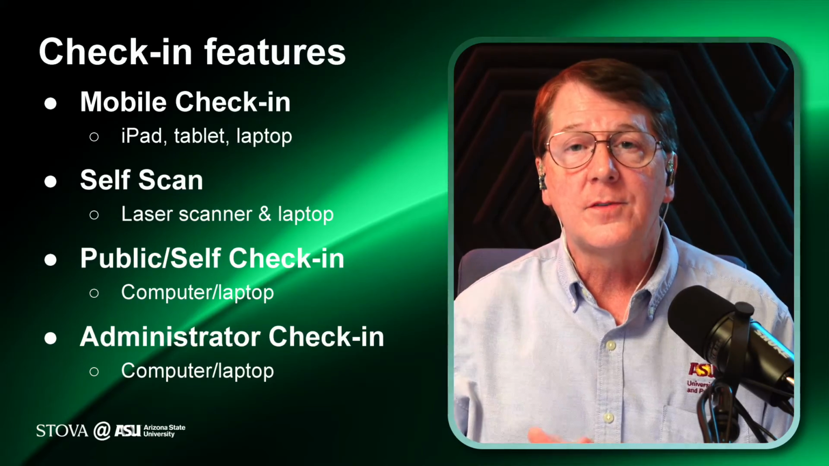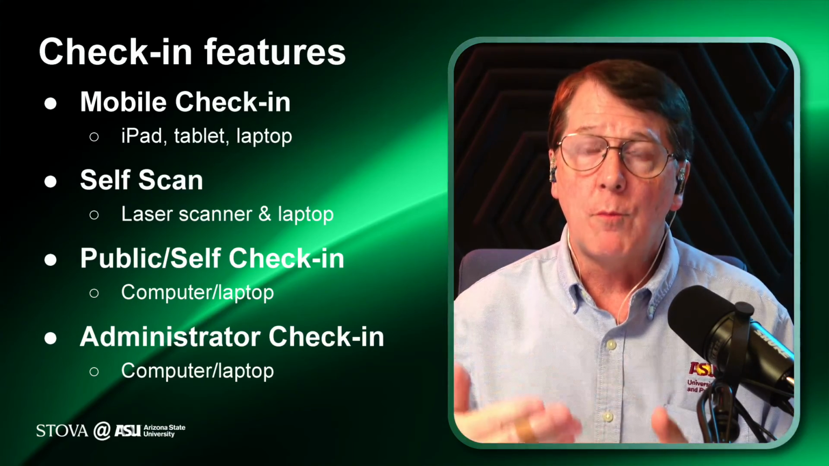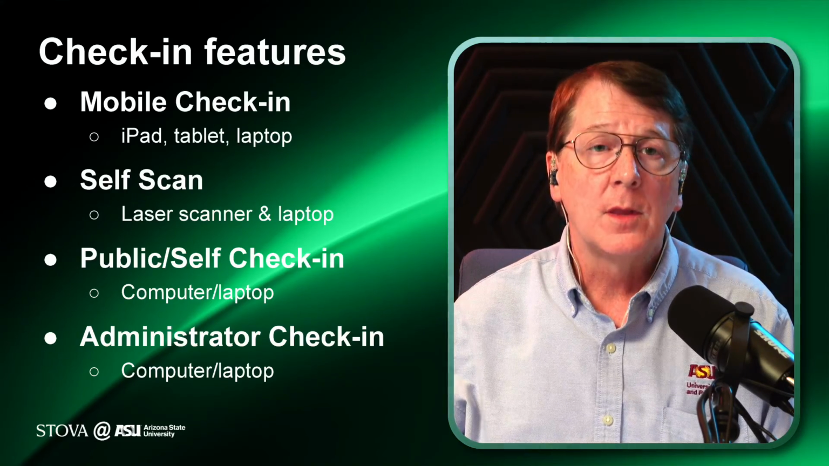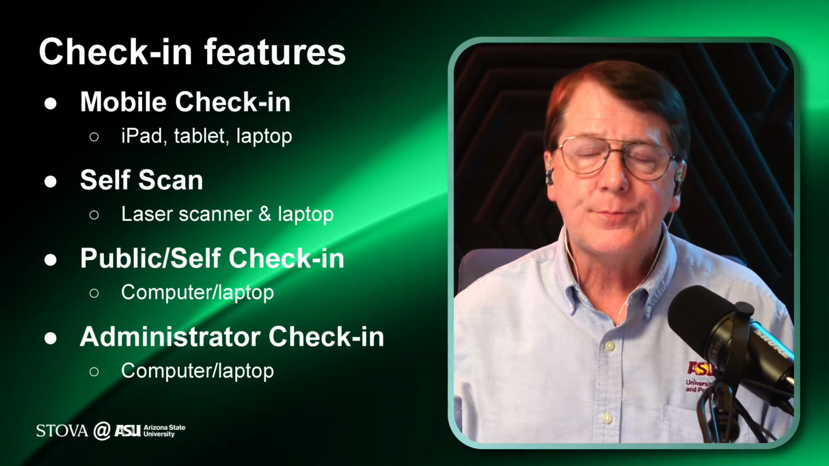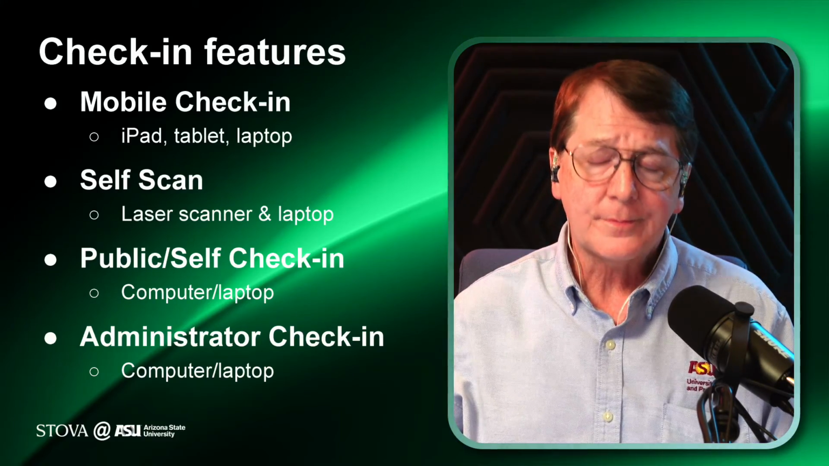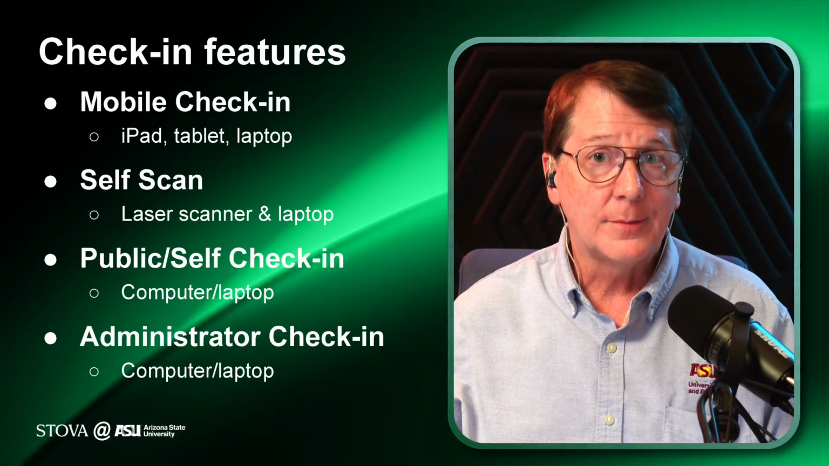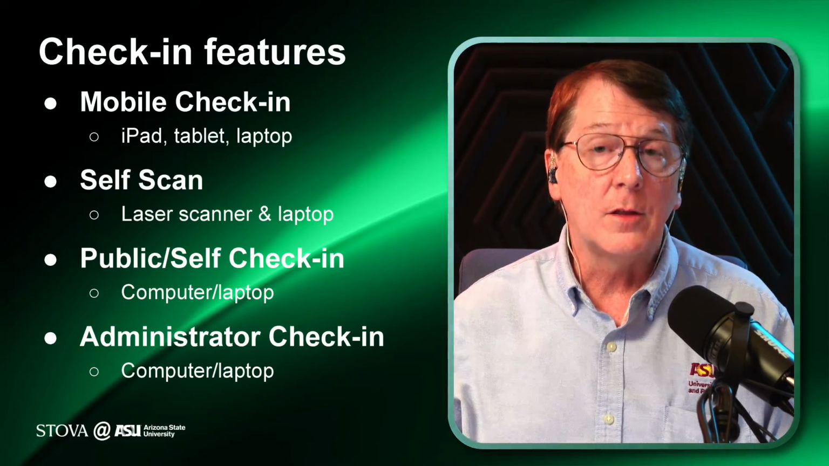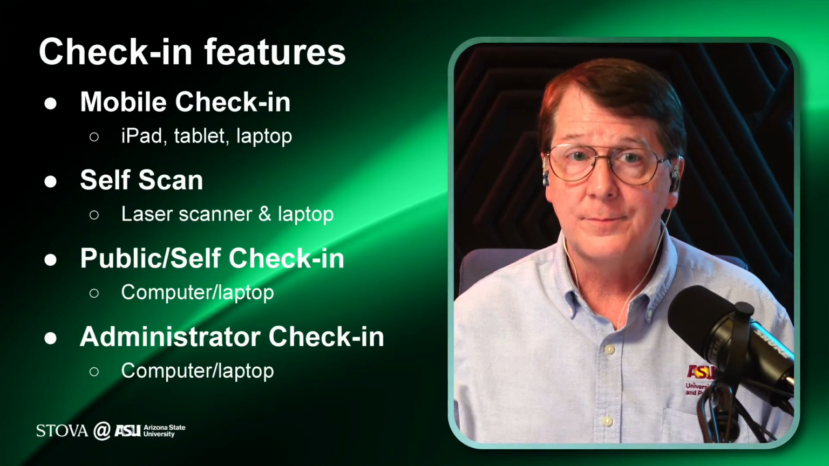So there are 4 different check-in features built into the registration site. Something called mobile check-in works great on an iPad or a tablet. It also works on a laptop, but it seems really built for a mobile device. Self-scan uses a laser scanner connected to a laptop, and then you need to provide the attendees with a barcode, usually in an email. There are merge fields for that. And they bring them either printing out the email, or they can display the email on their mobile device, and you can scan from that.